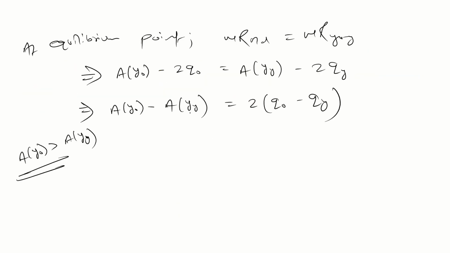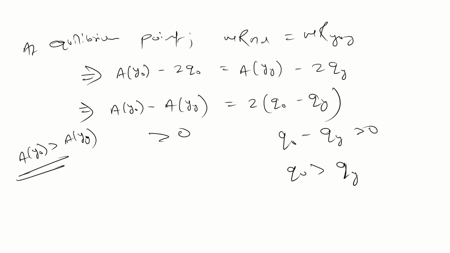So guys, LHS equals RHS now. Suppose this thing is positive, because this is greater than this, so this should be positive. Since LHS equals RHS, if LHS is positive, then RHS should be positive. So Q naught minus Qy is positive, so Q naught is greater than Qy.